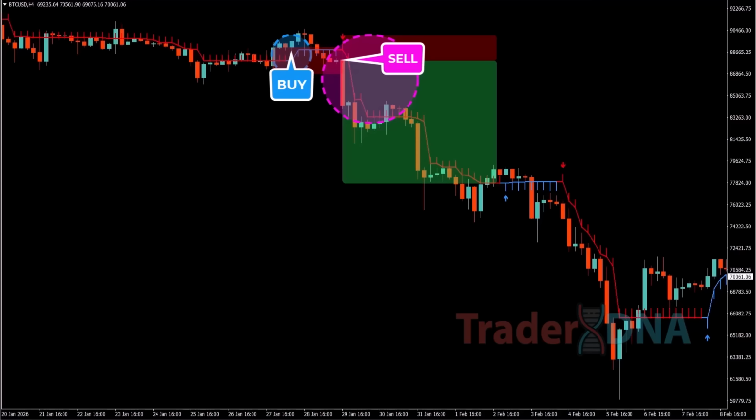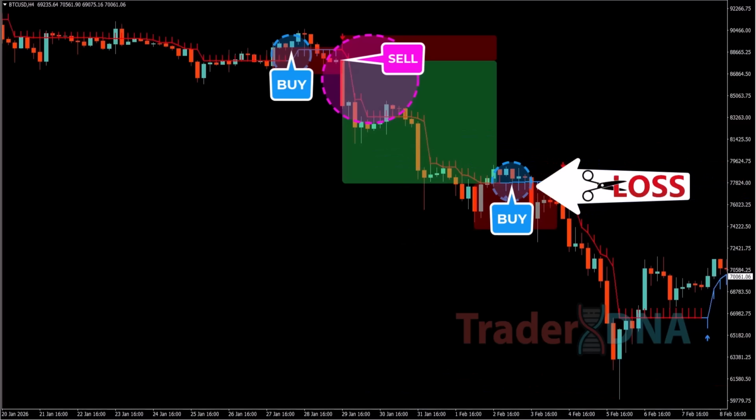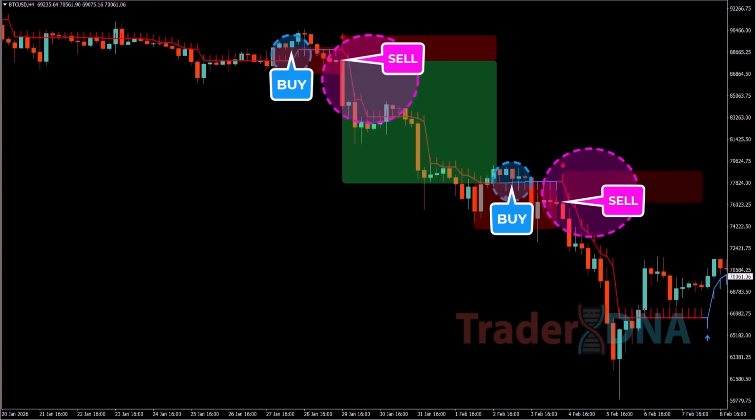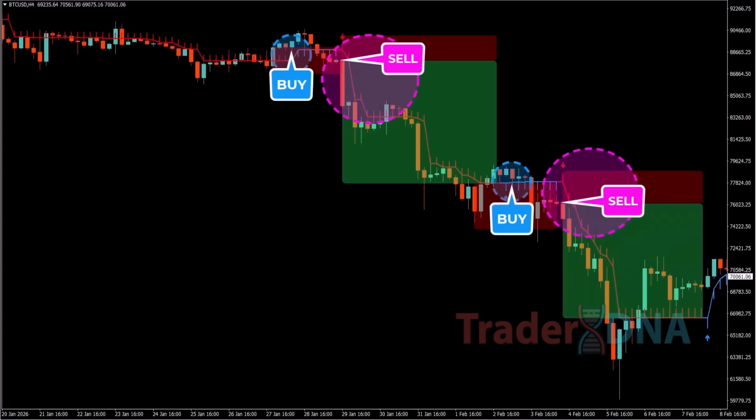After that, the indicator turns blue, so you take a buy entry, but this trade also hits stop loss, and again the loss is very small. Then the sequence continues. The indicator switches back to red, you take a sell entry, and just like before, price drops strongly and delivers another big profit move. This is truly an incredible indicator.